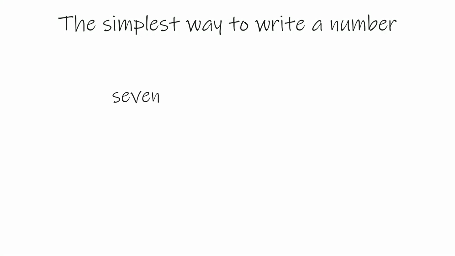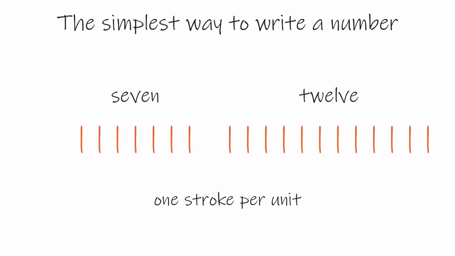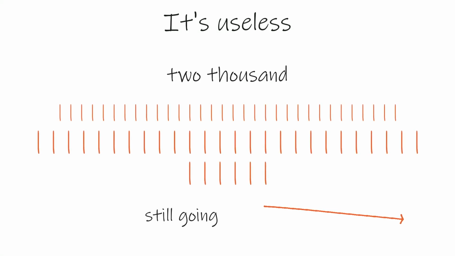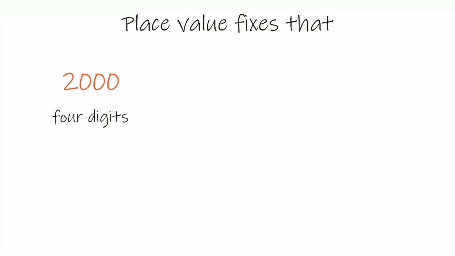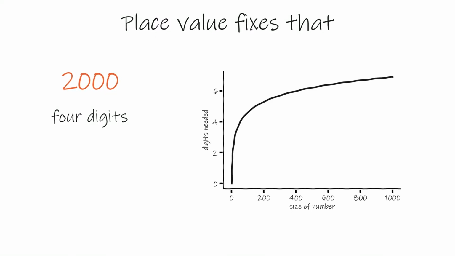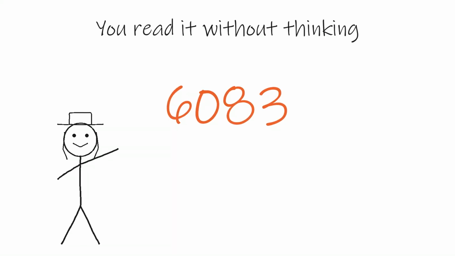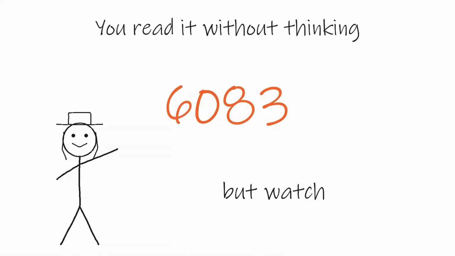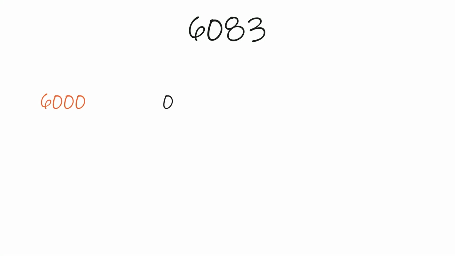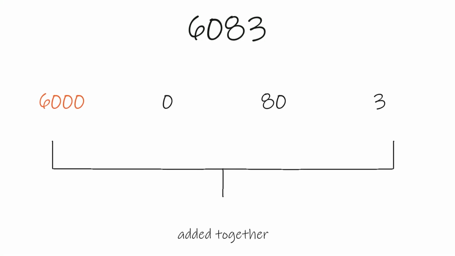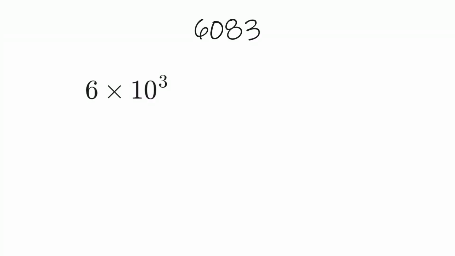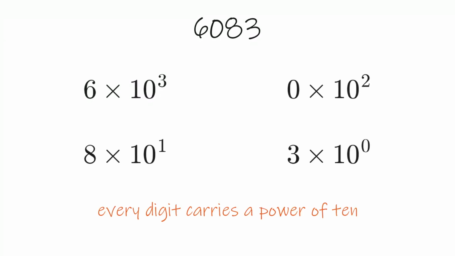Start with the simplest way you could write a number, 1 stroke per unit. It's useless, write 2000 and you'll need a wall. Place value fixes that. The space you need grows with the logarithm. Take 6083. You read it without thinking. But watch. 6 thousands plus 0 hundreds plus 8 tens plus 3.